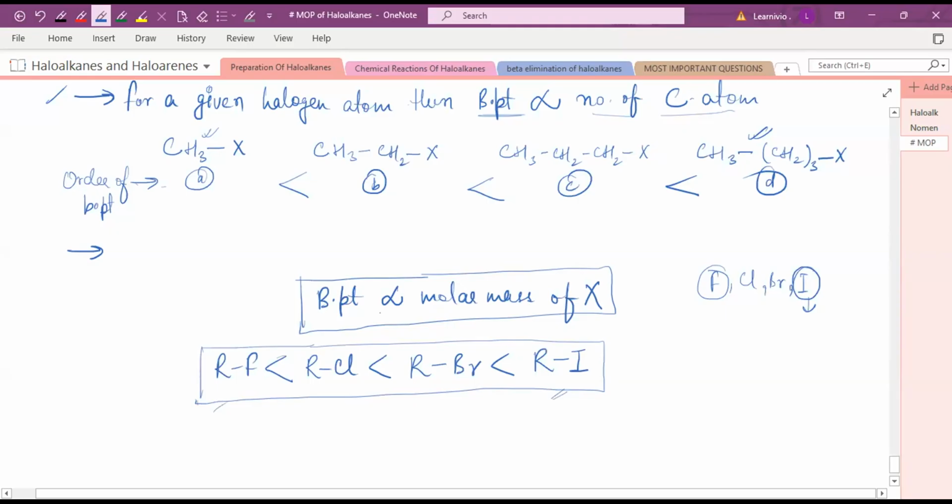So alkyl iodide has the maximum boiling point and alkyl fluoride has the minimum boiling point. Boiling point is directly proportional to the molar mass of the halogen atom. We know that the molar mass of iodine is the highest, after iodine bromine, then chlorine, then fluorine. Fluorine has the minimum molar mass of these four. So that's the order of boiling point.